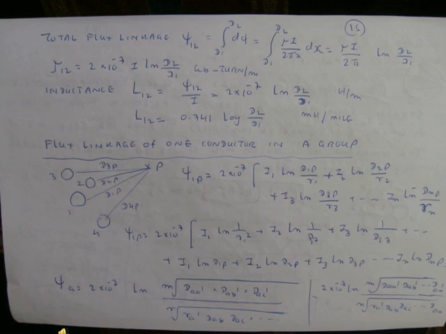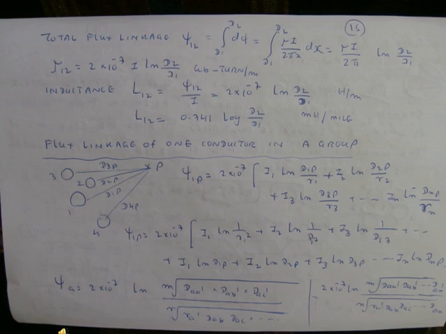Total flux linkage is the same. So integrating from D1 to T2, the flux linkage is 2 multiplied by 10 power minus 7 times I ln T2 by D1. The inductance L1 is 2 multiplied by 10 power minus 7 ln T2 by D1 henry per meter. Therefore L1 equals 0.741 log T2 by D1 millihenry per mile.